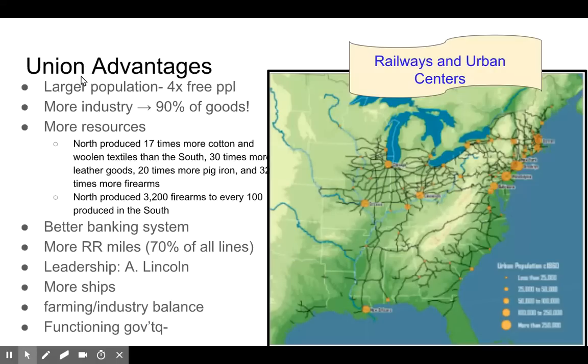Most people compare the leadership of Abraham Lincoln as superior to that of Jefferson Davis. So therefore, that was an advantage. The Union also had many more ships. They had a better balance between their farming and their industry, and they also had a functioning government. Of course, the government was having pretty serious issues when states are seceding, but there was still a government in place. There was still a constitution in place. There was still a president and the 3 branches of government. So the Confederacy had to sort of create that as this was going on. So that gave them a huge advantage, that they already had a system to work with.